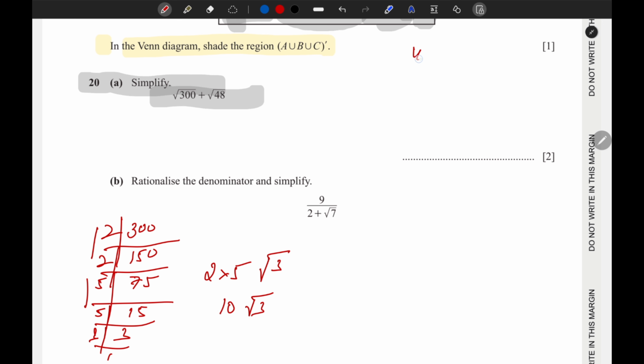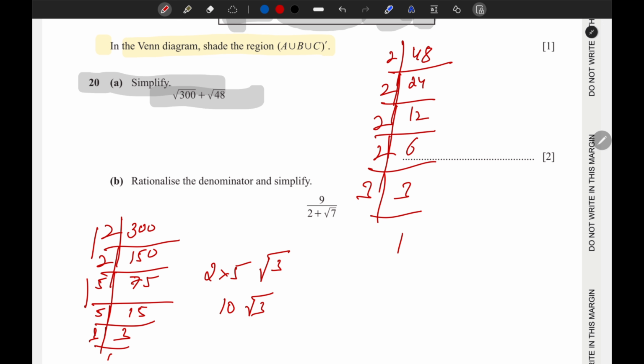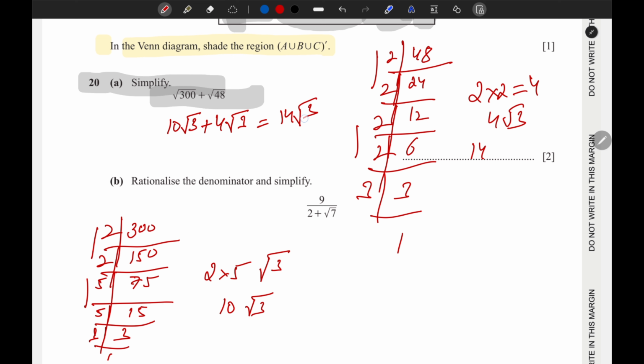Then root 48 we can do over here. 2, this is 24, again 2, this is 12, again 2, this is 6, again 2, this is 3, 3, 1. Now take the pairs out. We have the pair 2 times 2, that is 4. So this is 4 root 3. So basically this thing is 10 root 3 plus 4 root 3. Now you can just add 10 plus 4 is 14. So this is 14 root 3. So 14 root 3 is the answer.